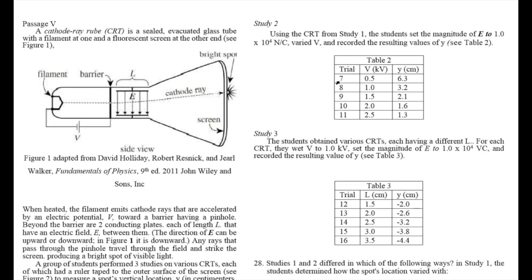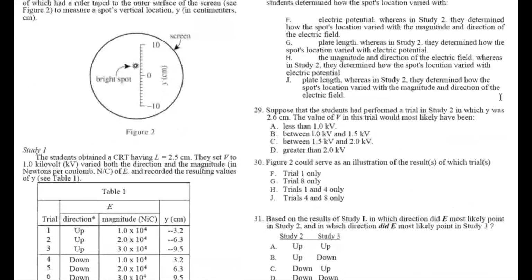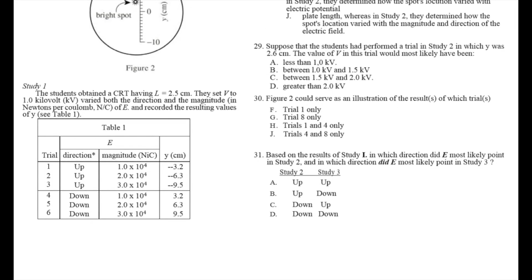So trial 8 here. Alright, it has a y of 3.2 centimeters, which agrees with trial 4 as well. So it looks like both trials 4 and 8 were right around that same range that we saw in figure 2 of around 3 centimeters. So let's scroll on down, and this allows us to select the correct answer in this case, which is J, trials 4 and 8.